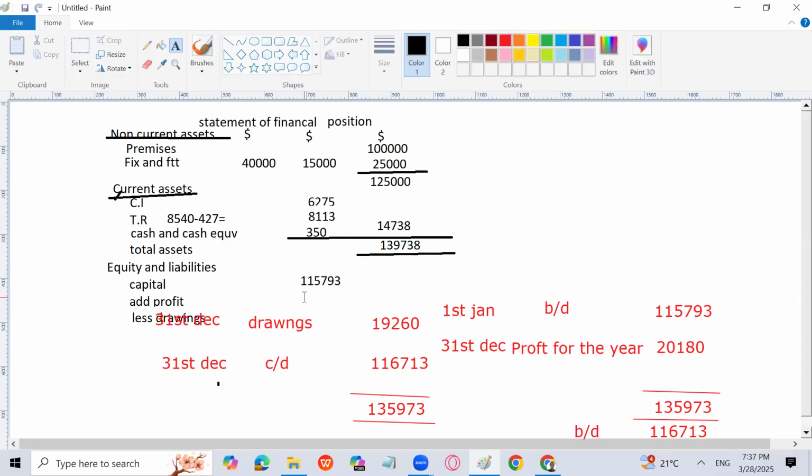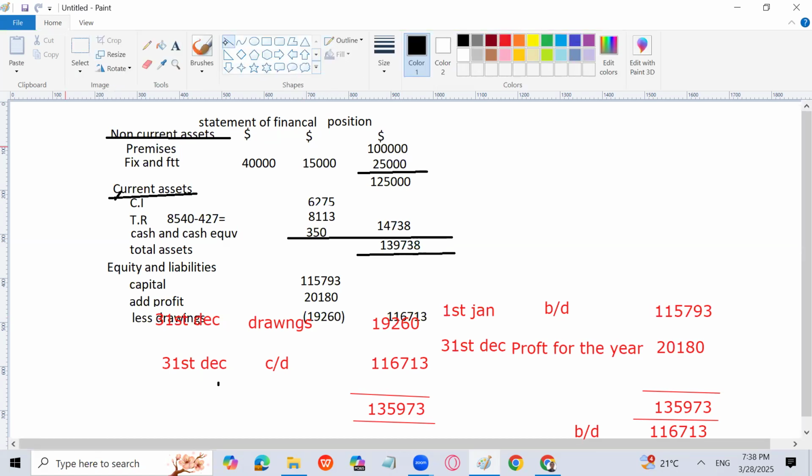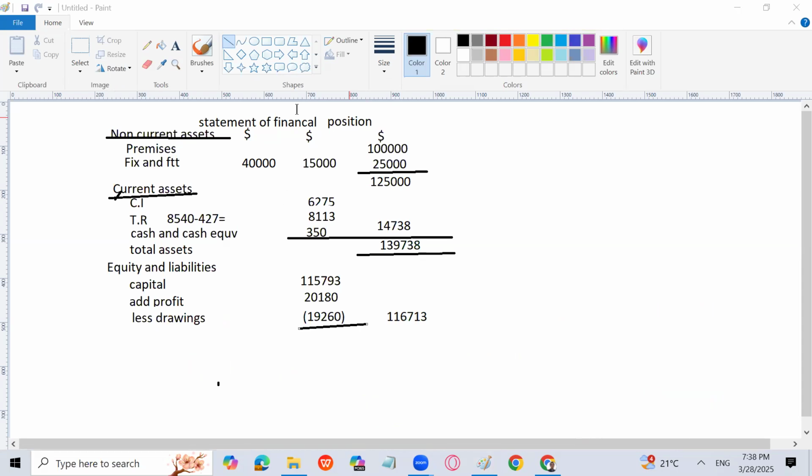115,793 is the capital. Profit is going to be added, 20180, and drawings is going to be subtracted, which will come in a bracket. That is 19260. So the capital at the end is going to be 116713. You can write here 116713 as the capital at the end. Now I will wrap it up. I don't need the capital account anymore because I have kept the figure to write in the equity and liability section, so I am rubbing it out.